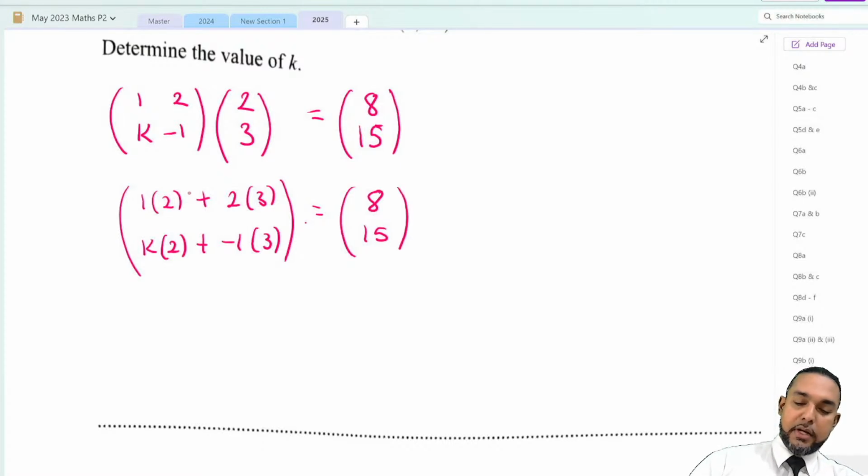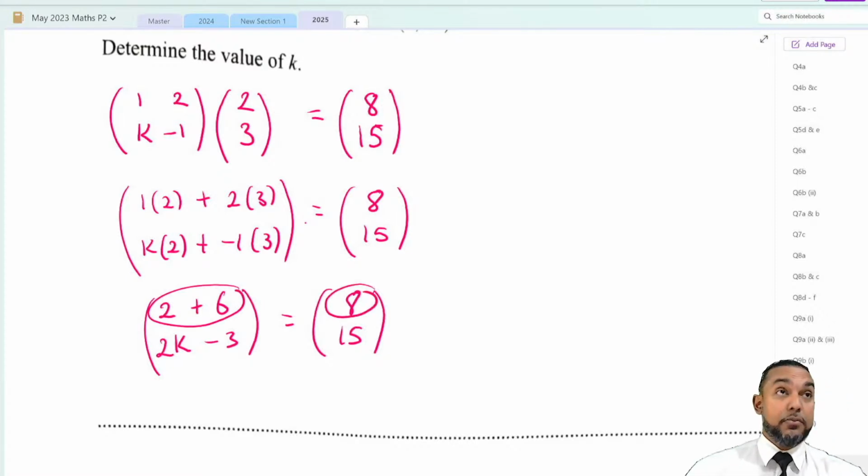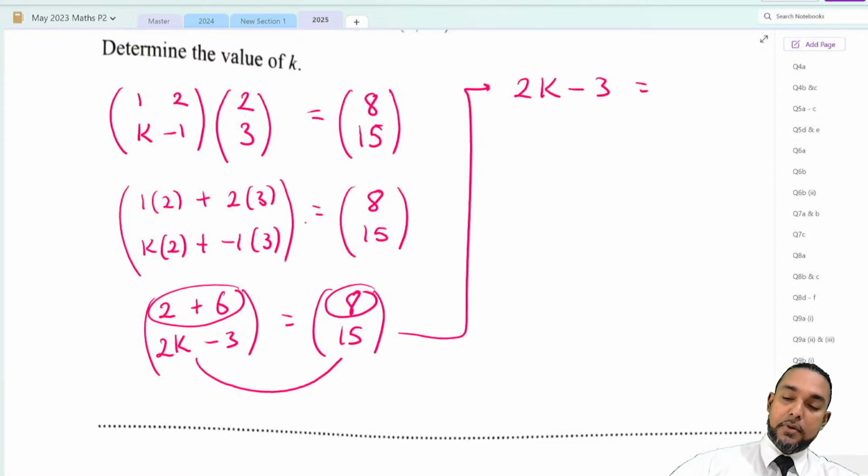Okay. So like I said, 1 by 2 is 2. 2 by 3 is 6. 2 by K or K by 2 is 2K. And then minus 1 by 3 is minus 3. And that's equal to 8, 15. As we could see, 2 plus 6 will be equal to 8, so that one pans out. But it also means that 2K minus 3 is equal to 15. So 2K minus 3 is equal to 15.